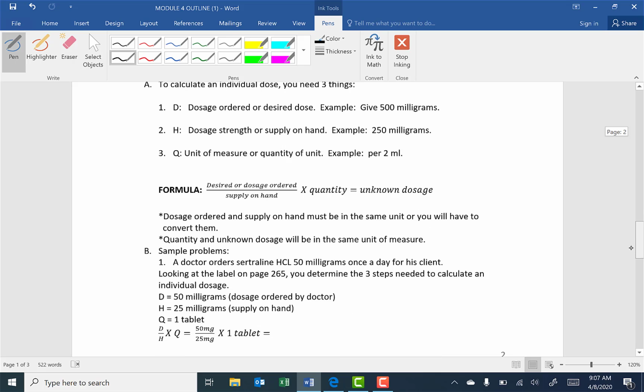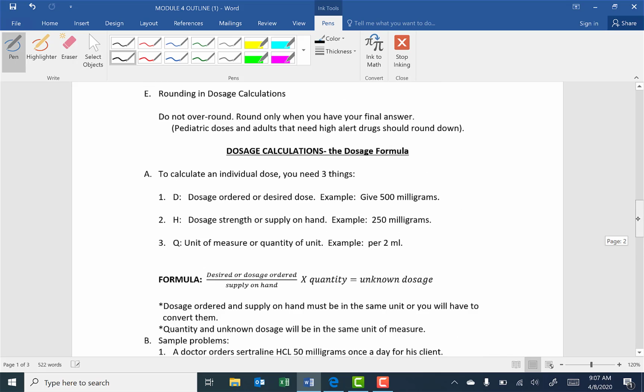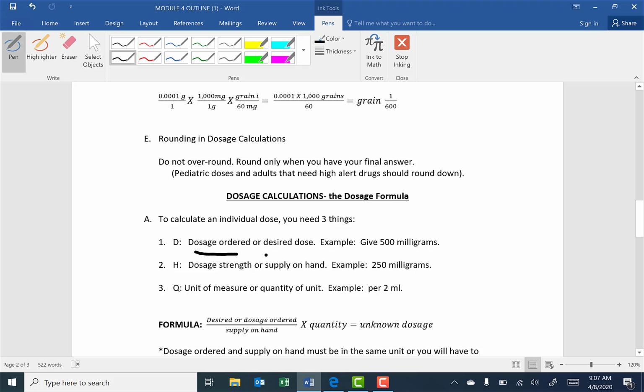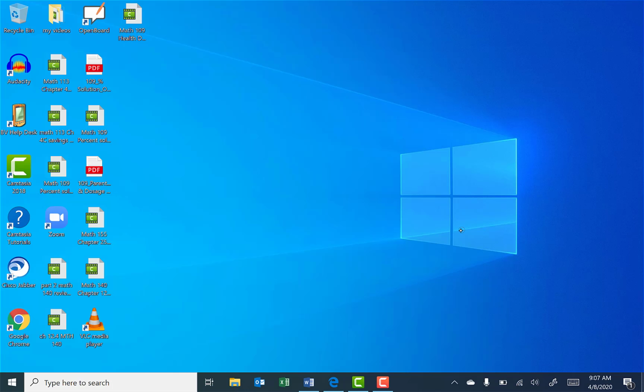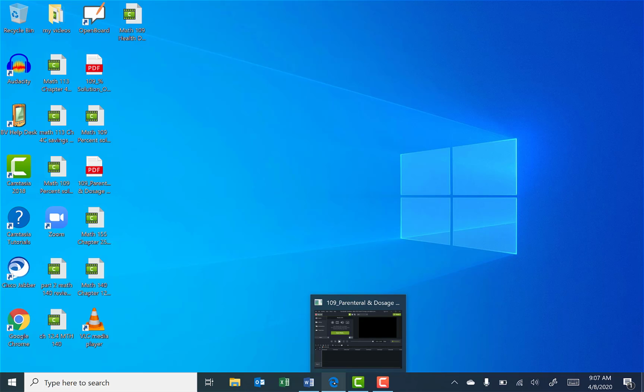Dosage calculation, the dosage formula. We need your D, the dosage ordered by the doctor. It's usually in milligrams, but not always. H, you need H, the dosage strength or supply on hand. What's in your medicine cabinet where you work? Because a doctor gives you an order, that doesn't mean the units match what's in your cabinet. So sometimes you have to change the doctor's orders to something that matches what's in your cabinet.